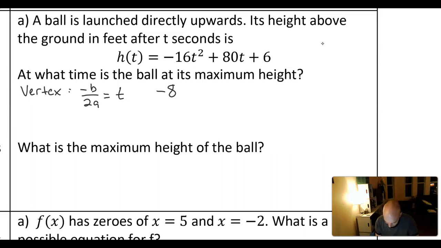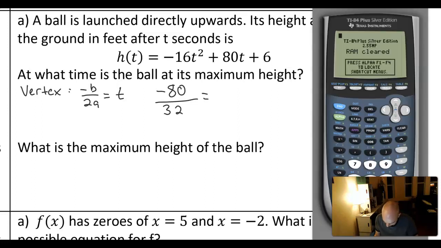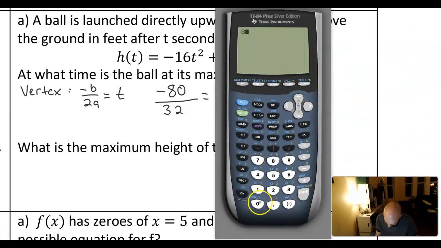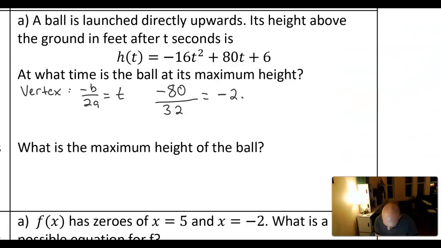So it's going to be negative 80 over negative b over 2a, so that's 32. Can dig up our calculator. I think that's 2.5. Yep. So at negative 2.5, nope, not negative 2.5. I forgot a negative over here. Right, negative 16 is the a, so that should be negative 32 down there, which means the vertex is at 2.5 seconds. So that will be the time that the ball is at its maximum height.